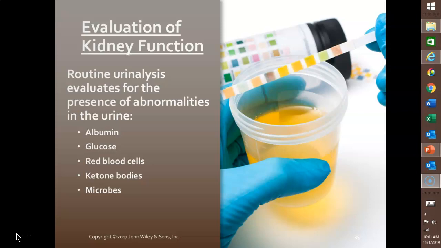Ketone bodies are produced when you're breaking down fats and proteins because you have too little carbs in your diet or starvation. This can also indicate diabetes mellitus and anorexia.